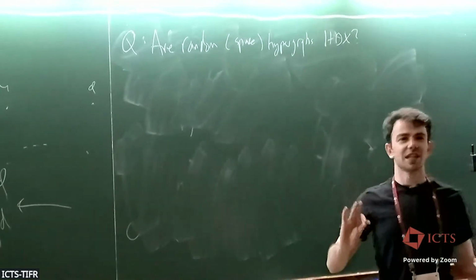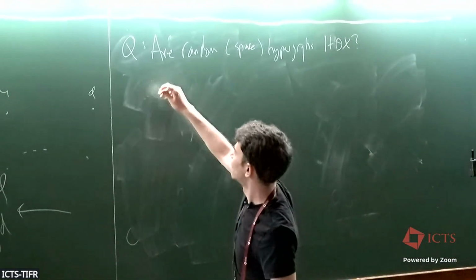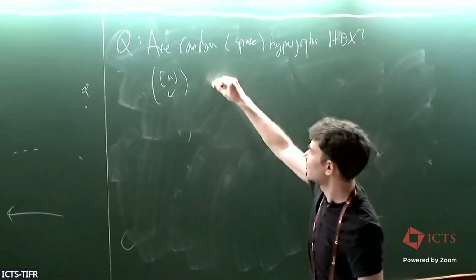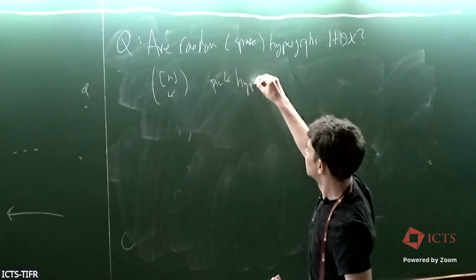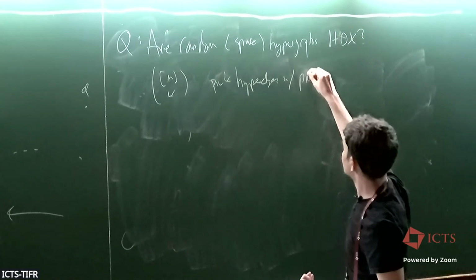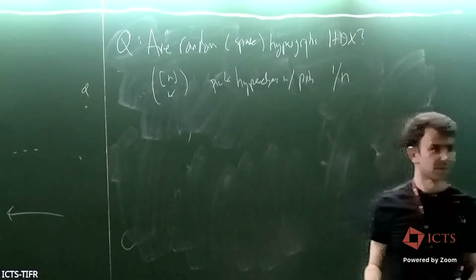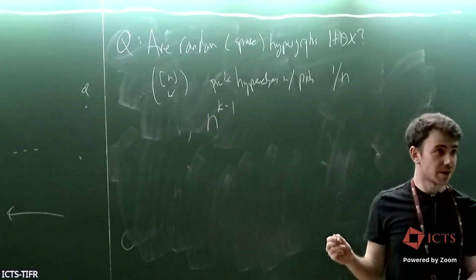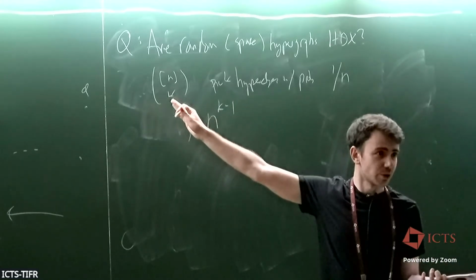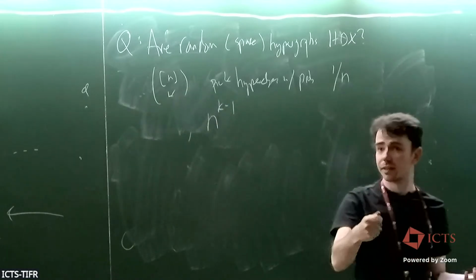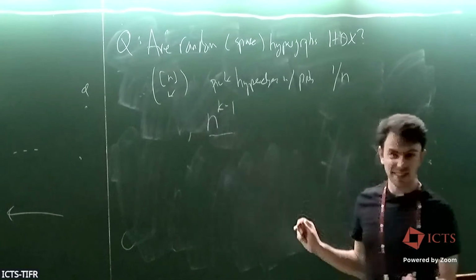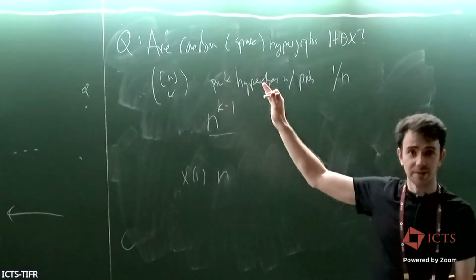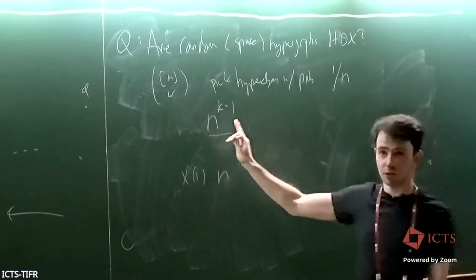Let's say even more. Let's say I have a k-dimensional complex. I'm looking at n choose k, and I pick every hyperedge independently with probability roughly 1 over n. So this will have about n to the k minus 1 total hyperedges. There are n choose k, about n to the k, total possible hyperedges, and I pick every one independently with probability 1 over n. This is still a really dense object, right? There are n vertices, and n to the k minus 1 polynomial blow up in k faces. So this is still a really dense complex.